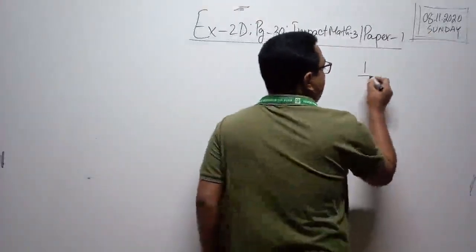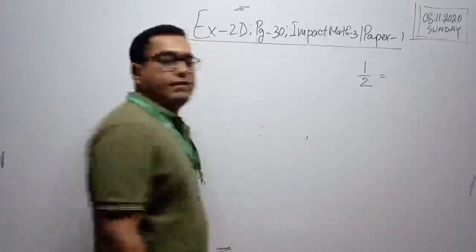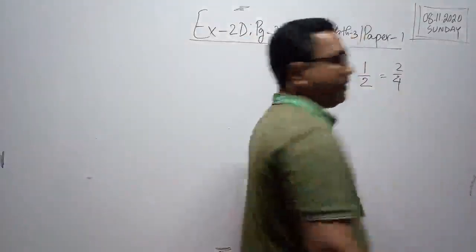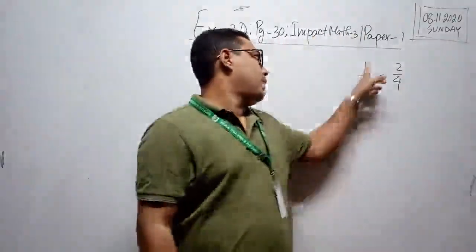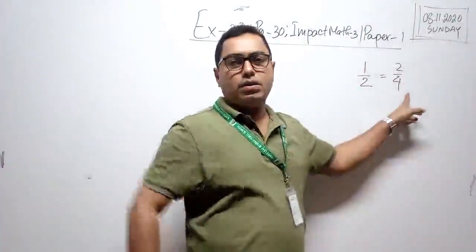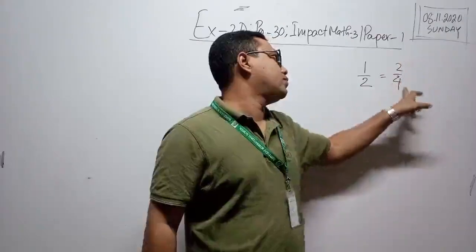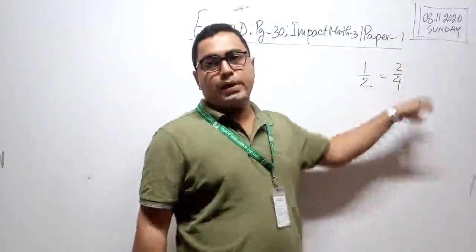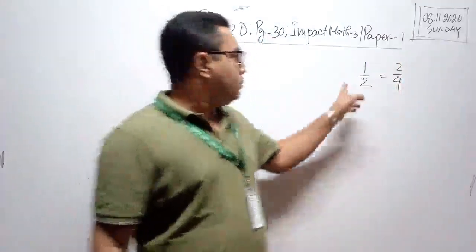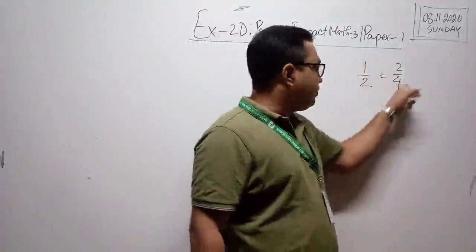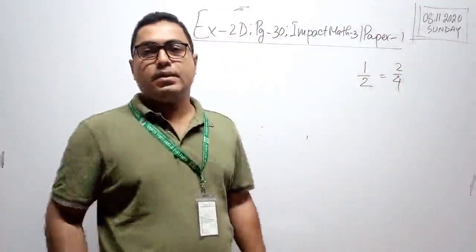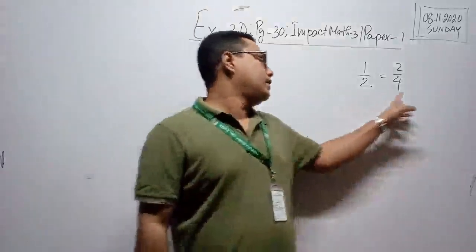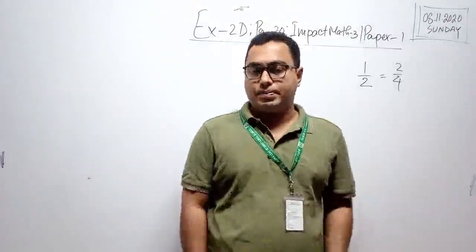Suppose 1 by 2 is a fraction. If we write here 2 by 4, 1 by 2 and 2 by 4. Look here, if we simplify this, 2 goes to 4 two times, so 1 by 2. So 1 by 2, 1 by 2 same. But 1 by 2 and 2 by 4 are different numbers. But in fractional values, they are the same. That is why they are called equivalent fractions.